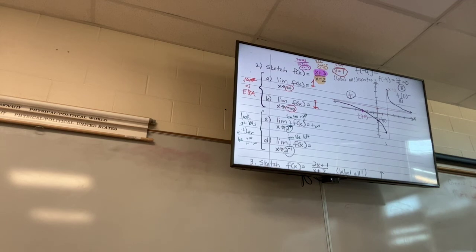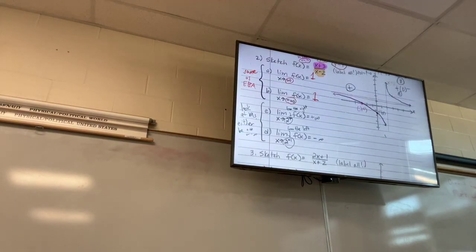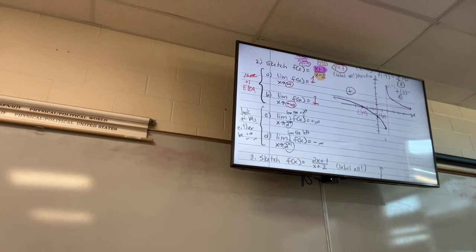As I approach part D here, this is saying, what does my graph go to as I approach the vertical asymptote from the left? Where does that go to? Negative. Good stuff. Okay, and now we're done with that problem. Alright, we're finished.